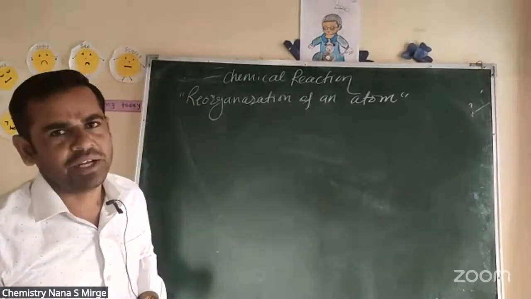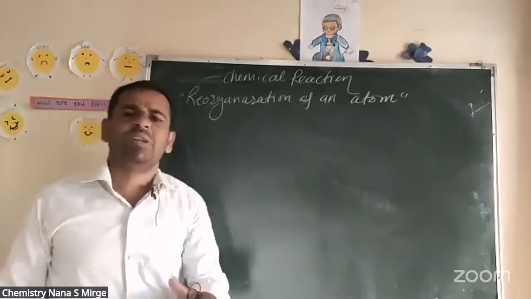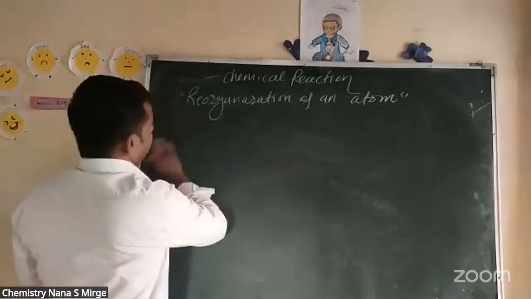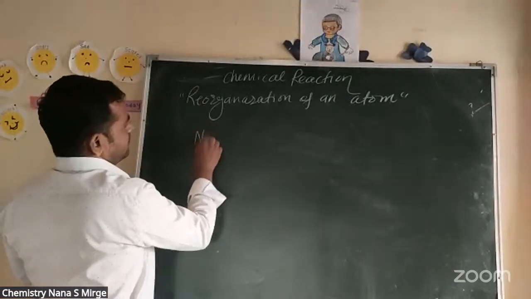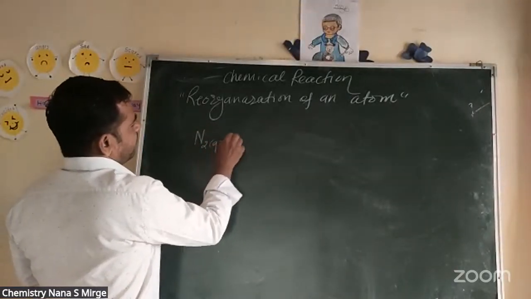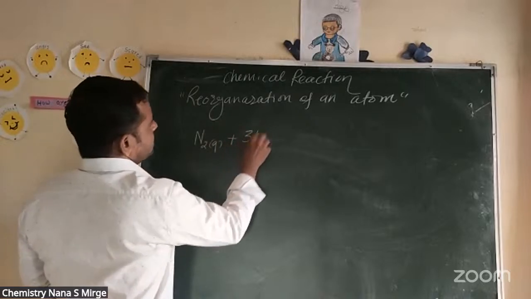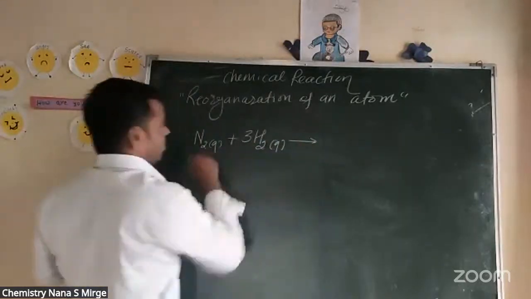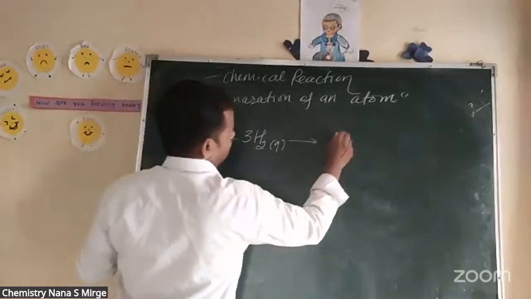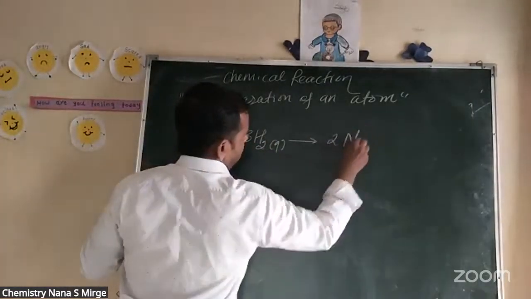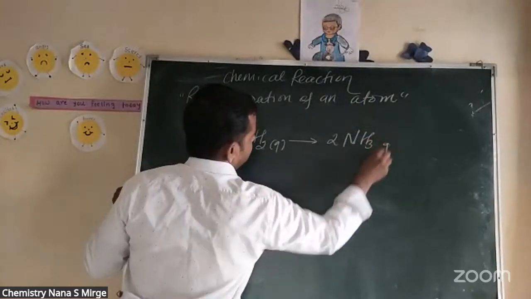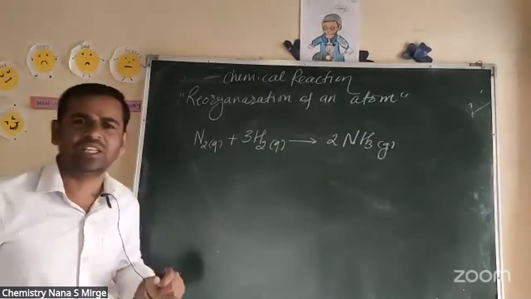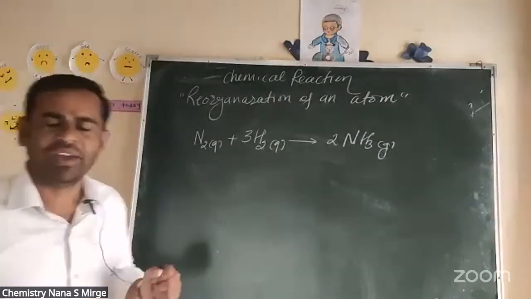How can it be possible? You can take any very simple reaction. So what happened? It is nitrogen gas reacting with hydrogen gas. Very simple reaction. H2 and nitrogen bonds are broken and nitrogen-hydrogen bonds are formed, to form a product molecule. It is a very simple chemical reaction, just a reorganization of an atom.